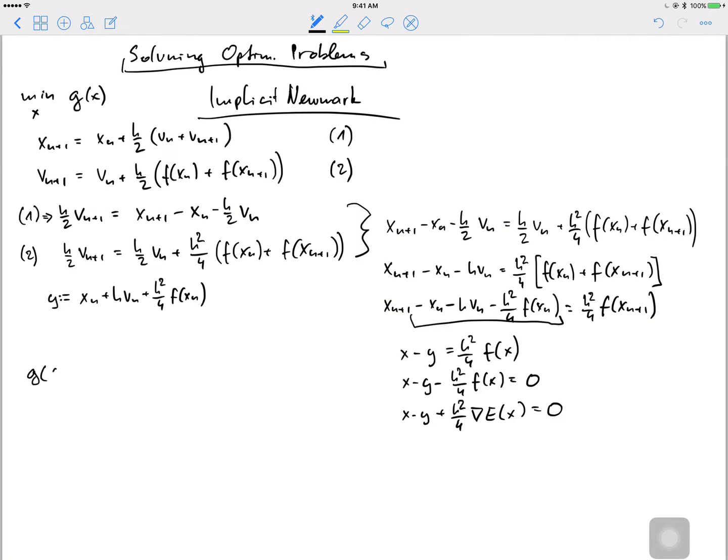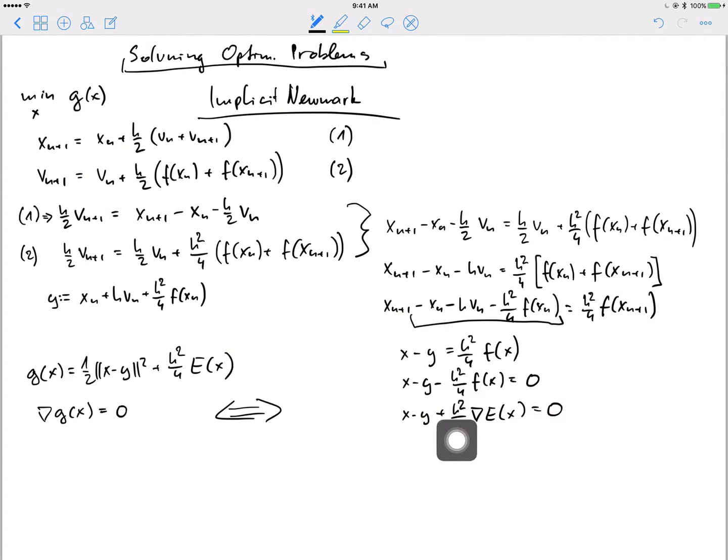corresponds to a function g of x, where g of x is 1/2 of the norm of x minus y squared plus h squared over 4 of E of x. Okay, and the way it corresponds is this way. Then the gradient of g of x is 0 if and only if this formula is satisfied, right? Because the gradient of this is exactly that. So if I set it to 0, I'm exactly where I started, okay?